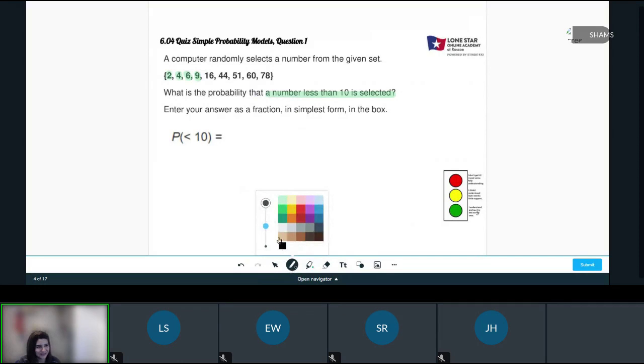And Joycelyn says, Lily also says, that there are 4 numbers out of 1, 2, 3, 4, 5, 6, 7, 8, 9, out of 9 numbers. 4 out of 9 numbers are actually less than 10.